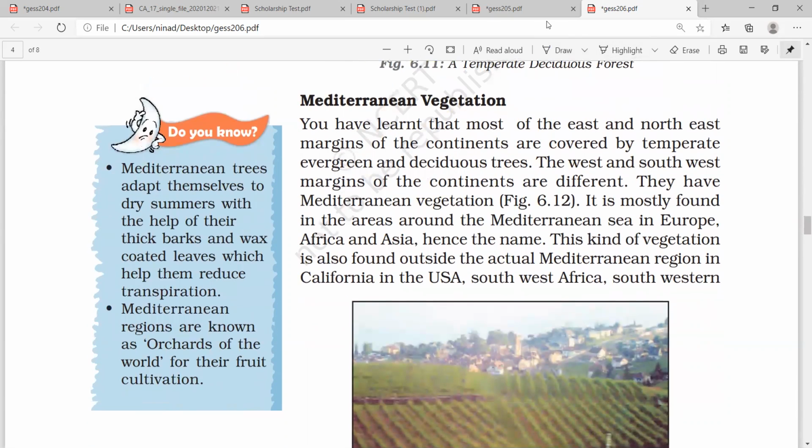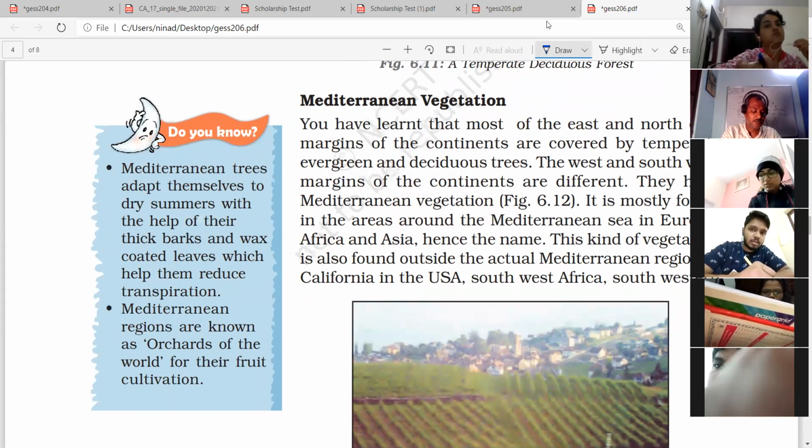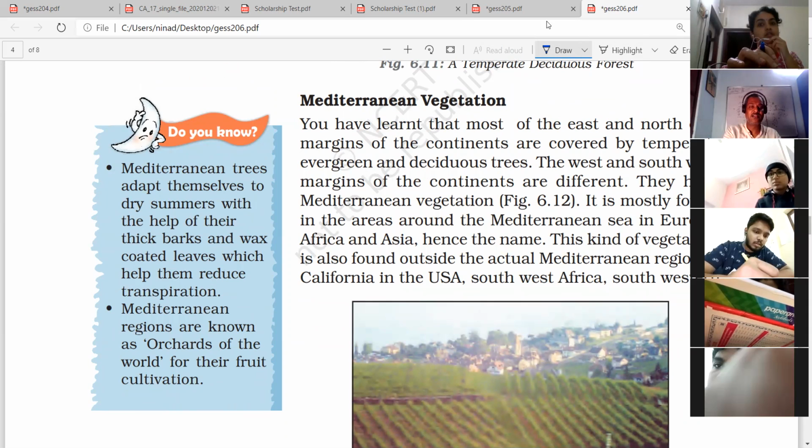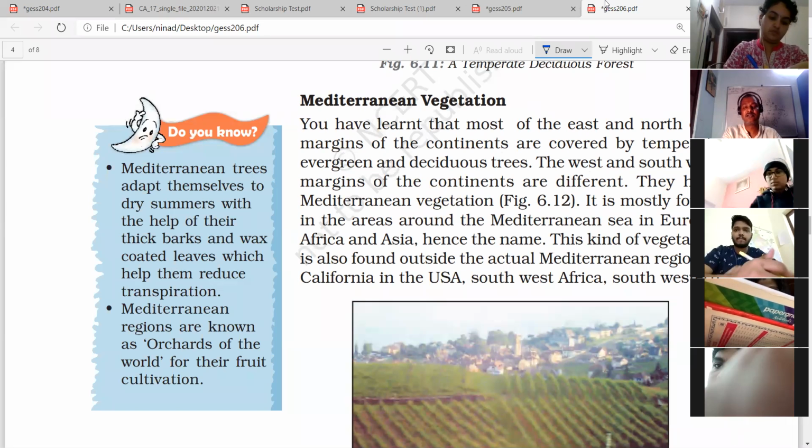Mediterranean. Okay, we know about Mediterranean. Divya, can you tell me what is special about the Mediterranean climate? Rainfall in the winter season. Yeah. So this forest has a coastal climate. They are found in the coastal areas, thereby they have a moderate climate also.